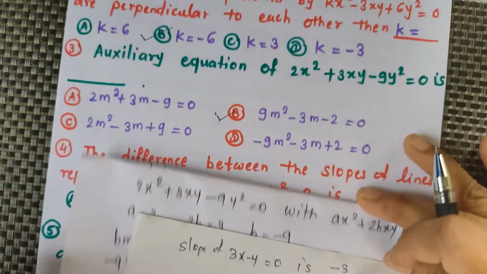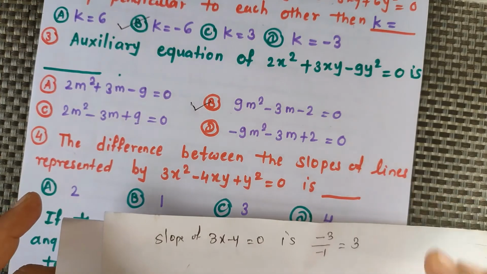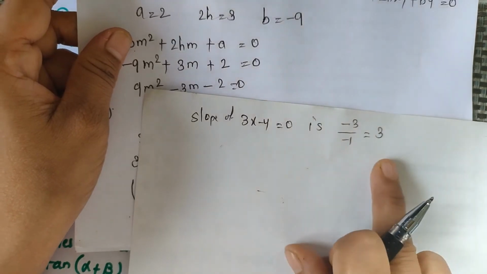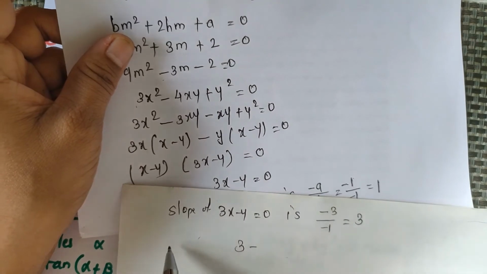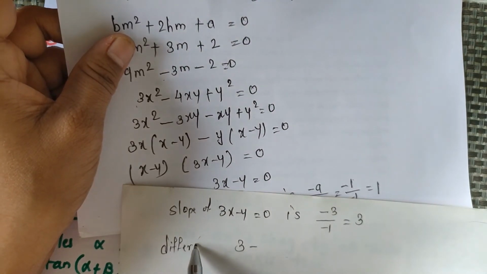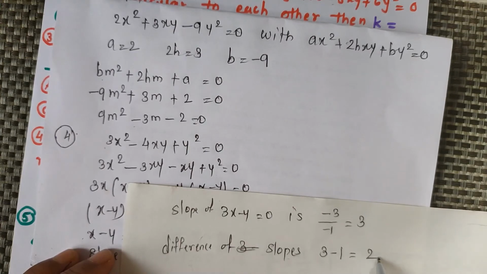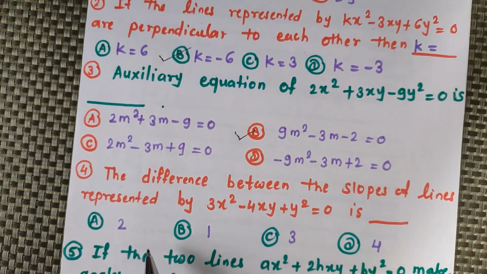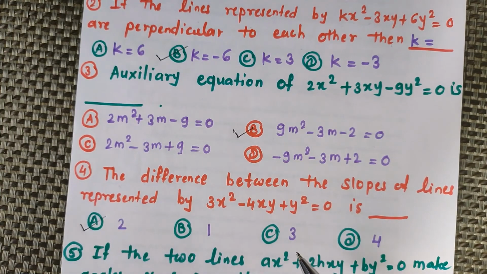And we have to find the difference between the slopes of lines represented by this equation. So here the slope of the first line is 1 and the second line is 3, and the difference is 3 minus 1. Difference of slopes, 3 minus 1, is equal to 2. So the correct option is A. Difference between the slopes is 2. So the correct option is A.